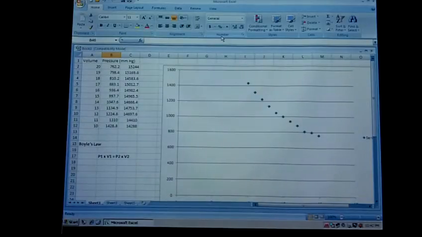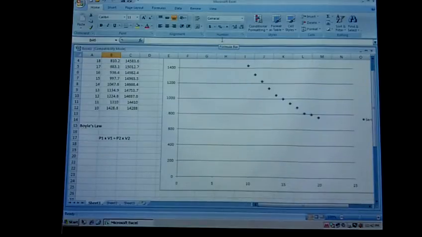Okay, let's examine our data now. We looked at, in the first experiment, the relationship between volume and pressure. And you recall I was successively decreasing the volume of the syringe. I started out at 20 cc's and gradually worked my way down to 10 cc's in 1 cc increments. And let's take a look at what happens.